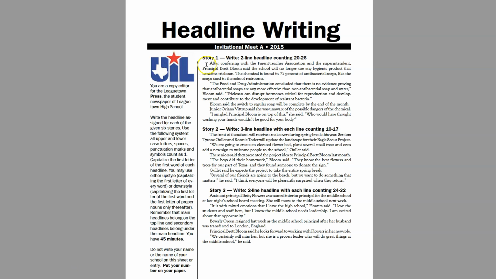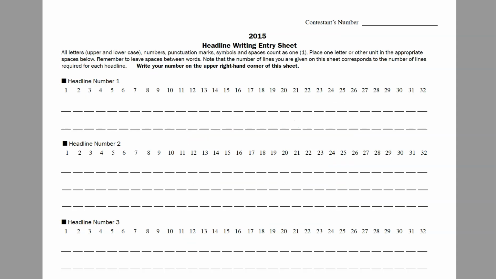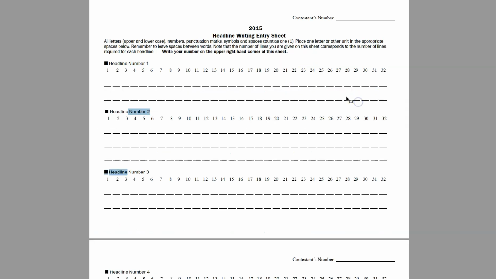So each one of these has a very short story, very short article, and then it tells you that you're going to have to write a 2-line headline between 20 and 26 characters for each of those 2 lines. Okay, so let's look down at the answer document. So it's got a couple more instructions for you on this page, but as you can see, headline number 1, there's 2 lines, and it told us that we need to be between 20 and 26 characters on each line. Okay, so between 20 and 26.